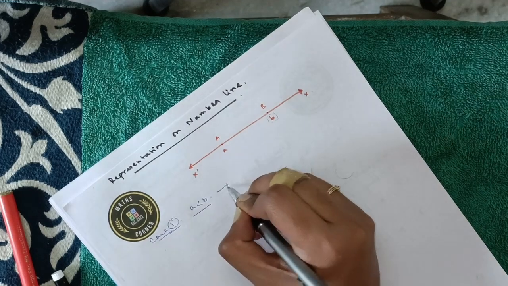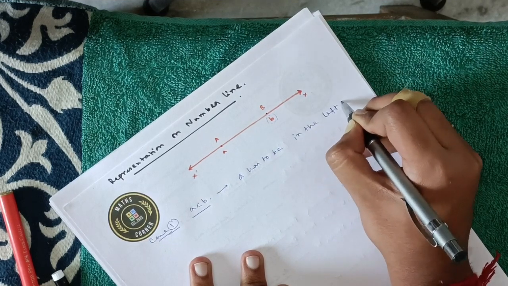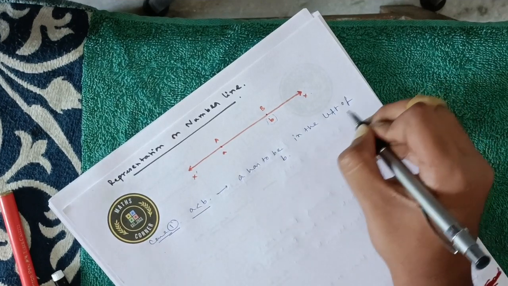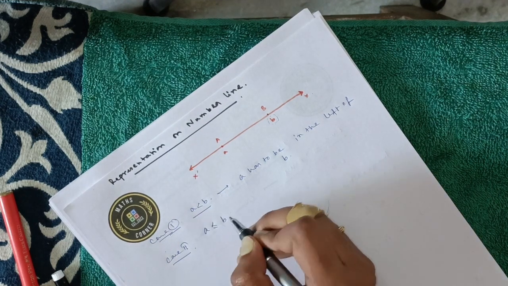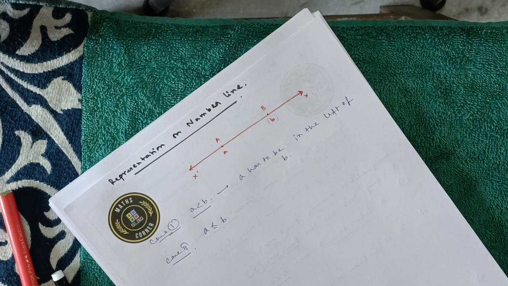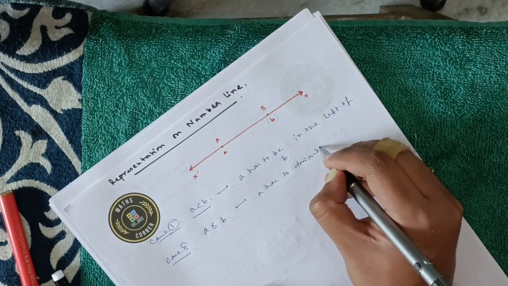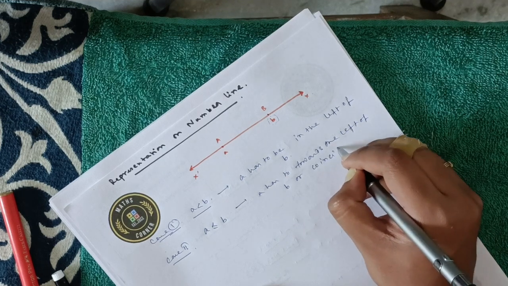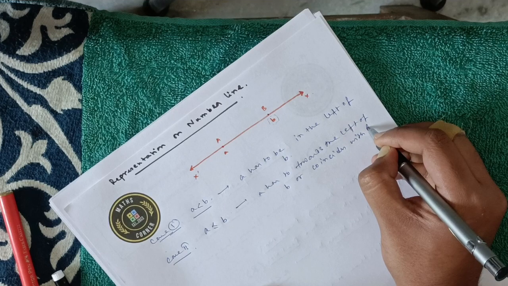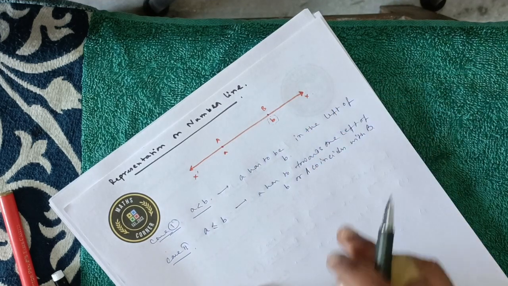Now the case 2, and write it down. A has to be in the left of B. Case 2: A less than or equal to B if and only if the point A is towards the left of B or A coincides with B. The same thing, A has to be towards the left of B or coincides with B. A here coincides with B. Same thing.